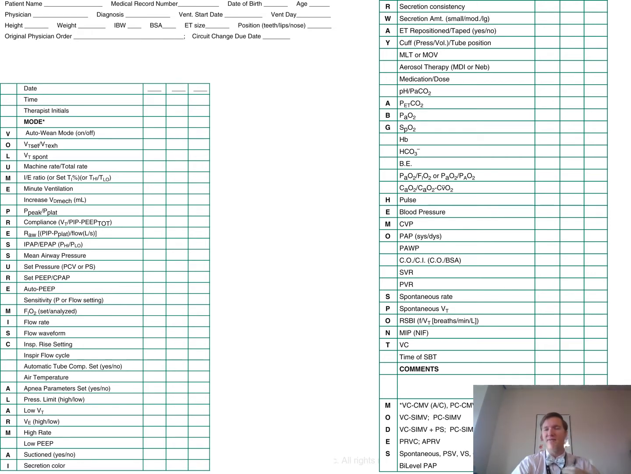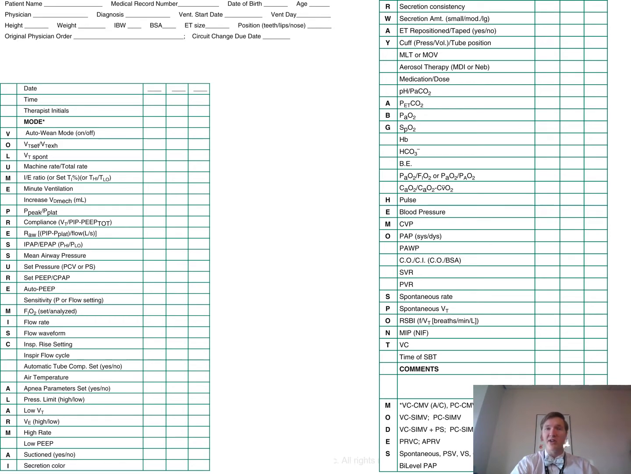However, for infants that receive ventilation, make sure you regularly check to ensure that FiO2 has been set appropriately, because they're very prone to oxidative lung injury. Not only that, oxidative lung injury, but oxidative eye injury with retinopathy of prematurity.